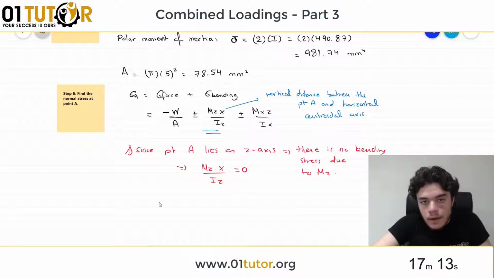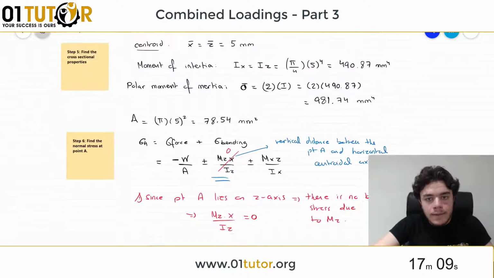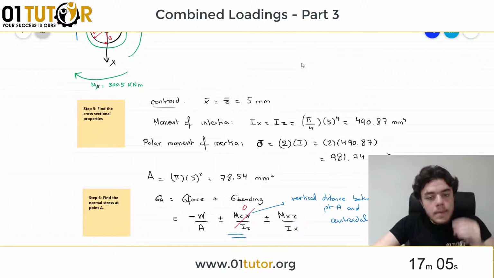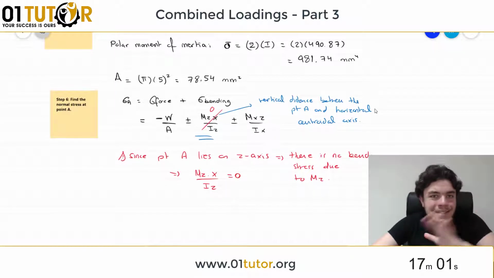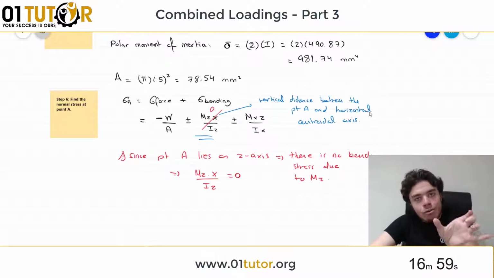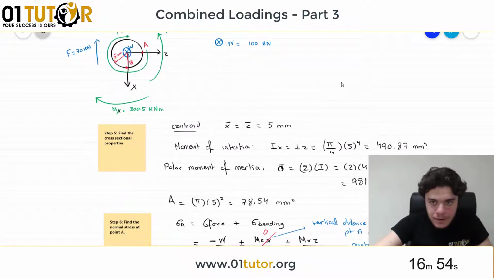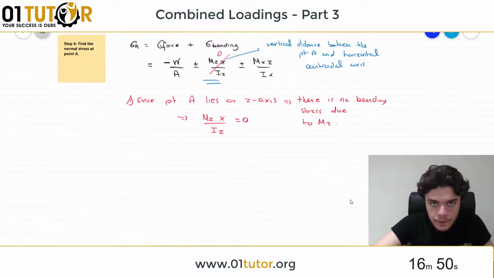Alright, now this thing is going to go to 0. Now what about Mx? Is it going to be plus or minus? Now notice in here that when we're dealing with Mx z over Ix, z is the horizontal distance between the point of interest and the vertical neutral axis, right? So I'm going to write this down. Let us be clear in here.